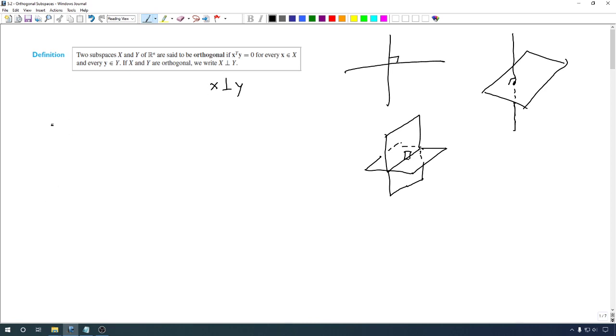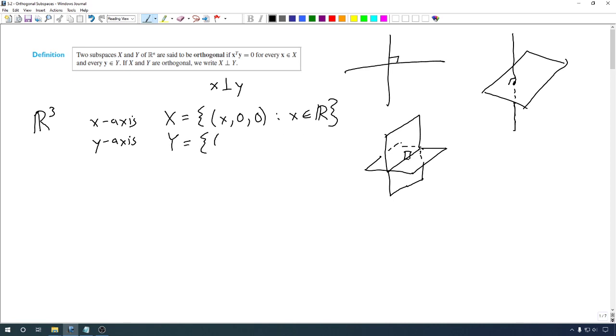Let's take an example here. For our first example, we'll work in R^3. We're going to take the x-axis and the y-axis. The x-axis, which we'll call capital X, is the set of all points (x, 0, 0), where x is a real number. And our y-axis, we'll call it capital Y, is the set of all points (0, y, 0), where y is a real number.